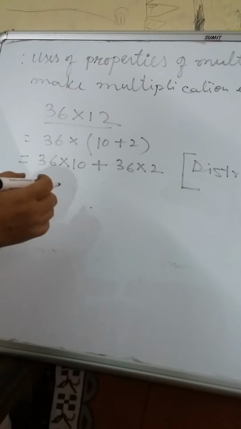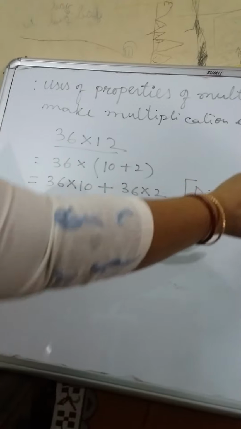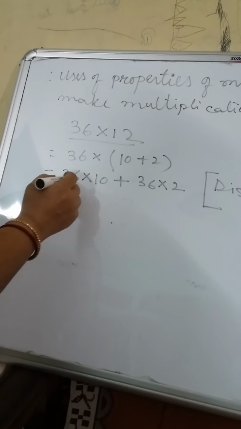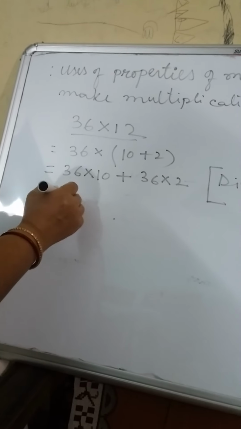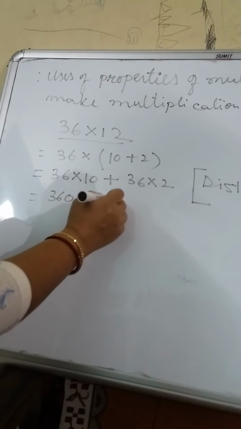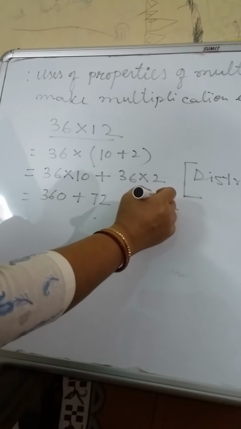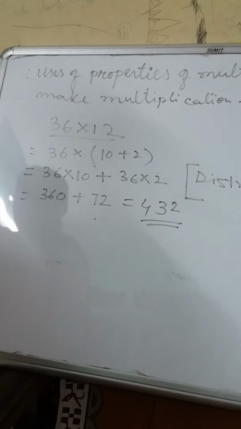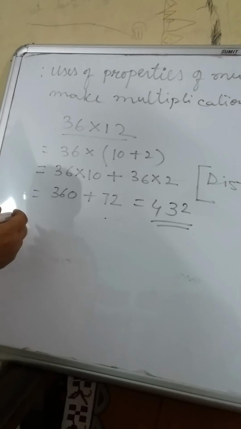Whenever you use a property, you will write it on the right hand side. Okay. Now 36 into 10 is 360, plus 36 into 2 is 72. So 432 is our answer. Let's take another example.